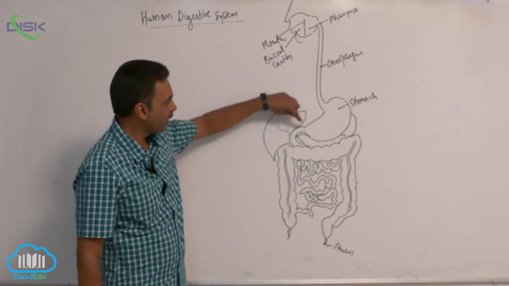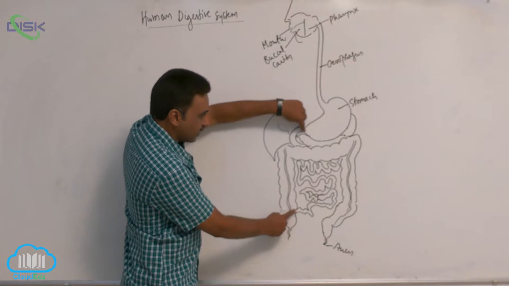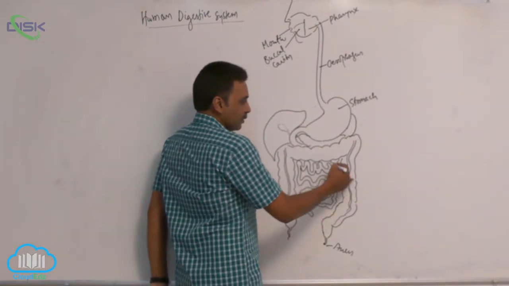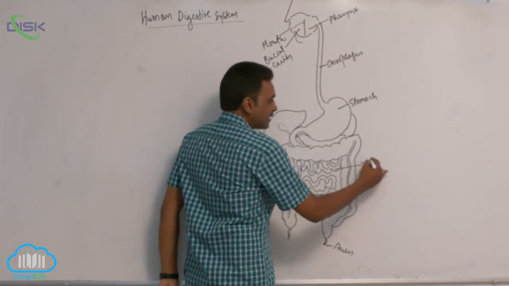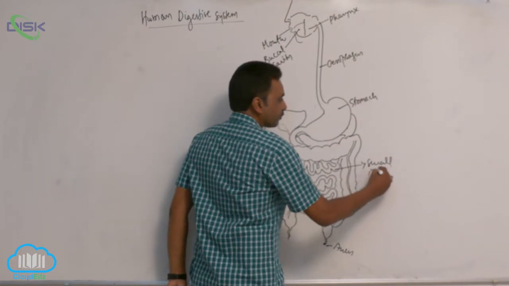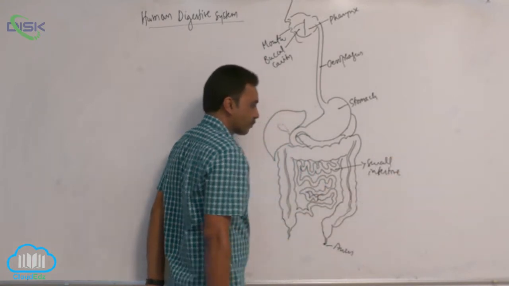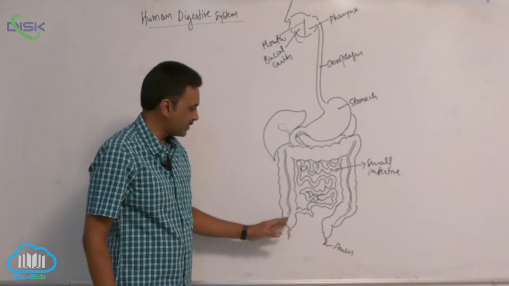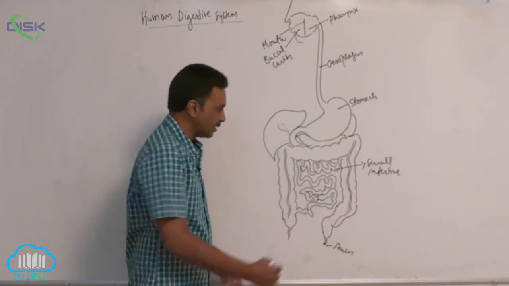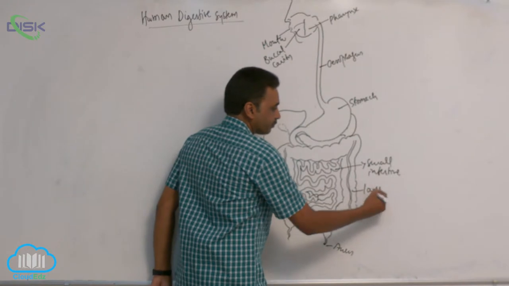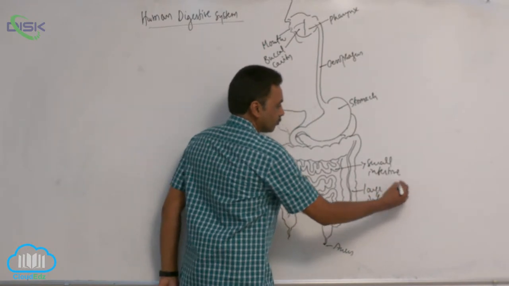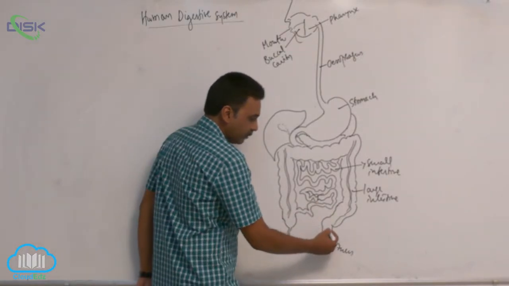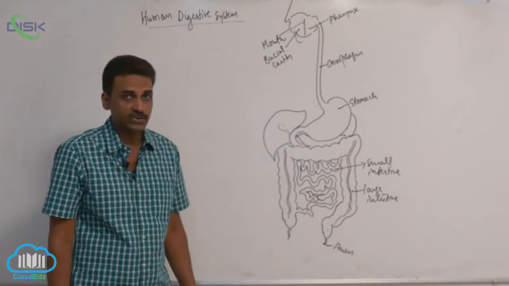That is followed by, from this area up to this area, the small intestine. So you can see that is the small intestine. And the remaining part is the large intestine. This total area is the large intestine. It terminally opens into the rectum and finally opens outside by the anus.